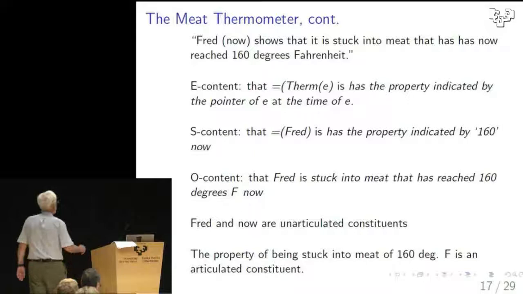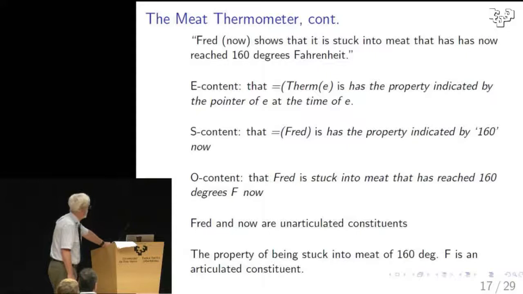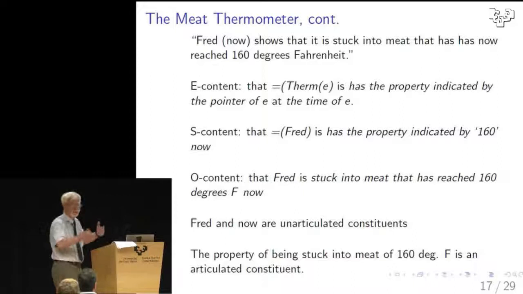Oh, this is the second way of looking at it. Okay, Fred now shows that it is stuck into meat that now has reached 160 degrees Fahrenheit. You need both nows if you think about it, because it's a fact of the representing structure that they're identical. We could have that meat thermometer that tells you what the meat's going to be at in 5 minutes. Now the O content is that Fred is stuck into meat that has reached 160 degrees Fahrenheit.